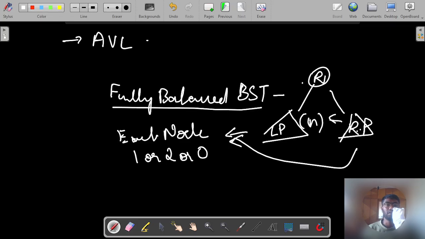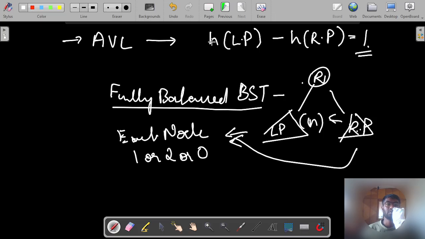In case of AVL, the difference between the height of the left portion minus the height of the right portion is going to be 1, right? So this is the most important step. Or one of the portions is going to have one less than the other portion. So that's what makes this an AVL tree.